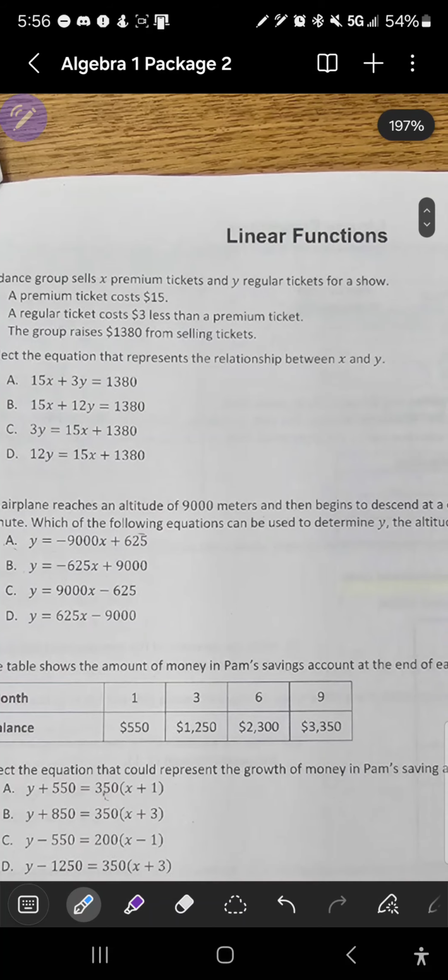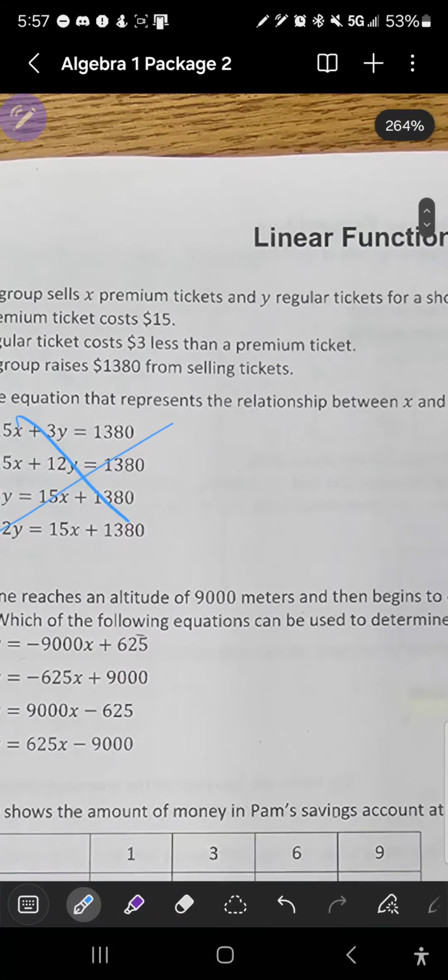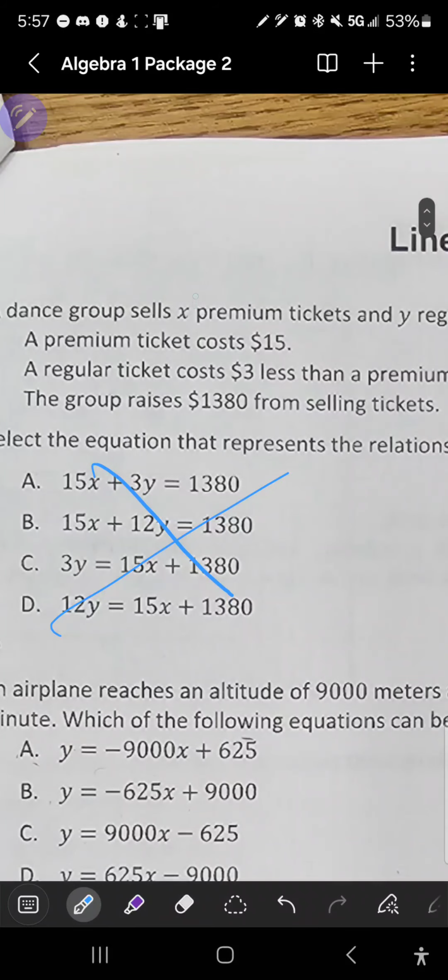Now let's continue. Number 17. A dance group sells X premium tickets and Y regular tickets for a show. A premium ticket costs $15. And a regular ticket costs 3 less than the premium ticket. The group raises $1,380 from selling tickets. Now what I want you to do is to look at these equations, solve it on your own, and then match it. Because if you look at the equations, you can get so confused that you might get it wrong.